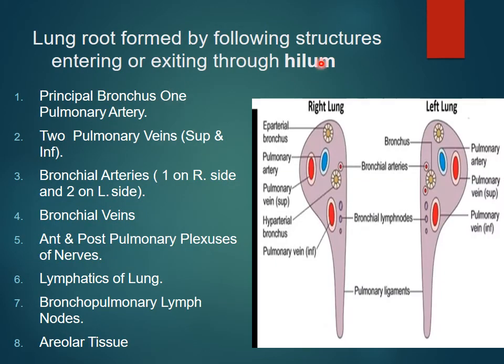The lung root is formed by the following structures entering or exiting through the hilum. The first structure is the principal bronchus, then one pulmonary artery. We can see it in blue color. Why in blue? Because the pulmonary artery brings the deoxygenated blood from the heart to the lung. Then the two pulmonary veins, the superior pulmonary vein and the inferior one, bronchial arteries, bronchial veins, anterior and posterior pulmonary plexus of nerves, lymphatics of lung, bronchopulmonary lymph nodes, and areolar tissue.